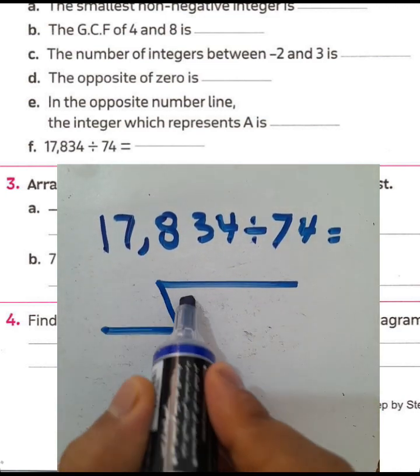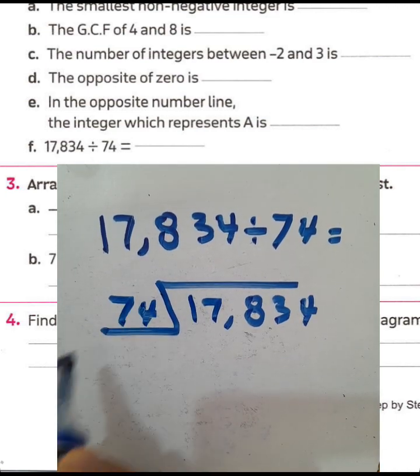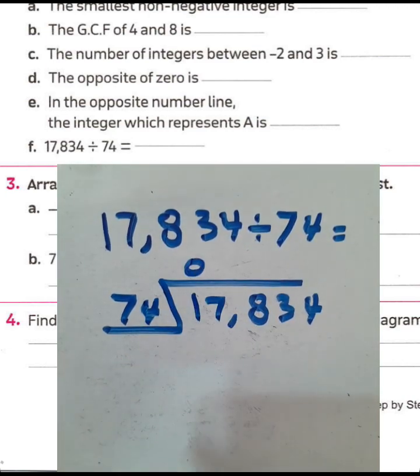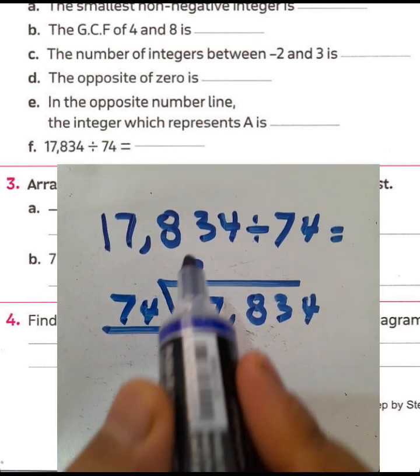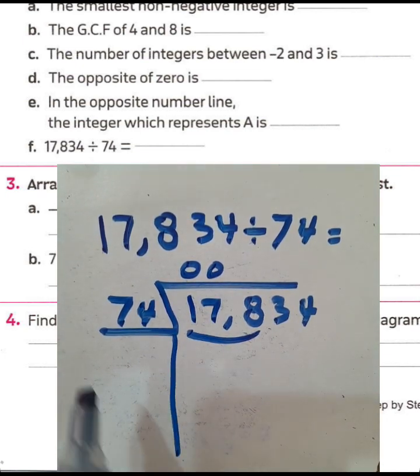We have the dividend 17,834 and divisor 74. 1 can't be divided by 74 because it's smaller. We must put 0, and 17 is less than 74. But 178 is greater than 74.